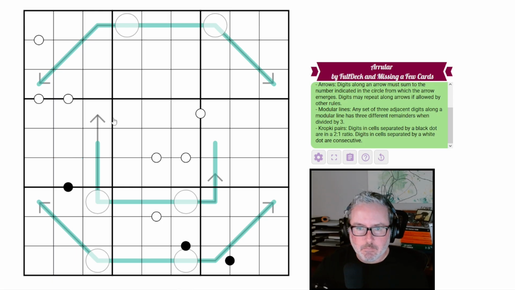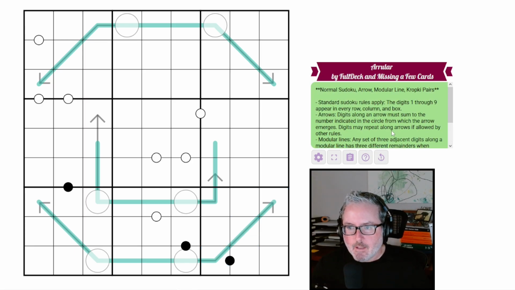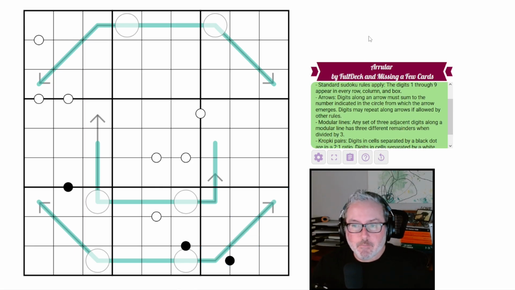So it looks like it's going to be a fun little combination or interaction between the arrows and the mod lines, as the title would obviously suggest. So let's just jump into this one. Links in the description below.